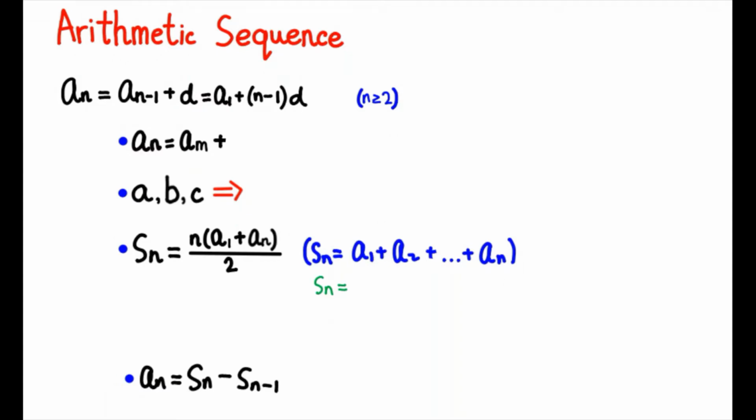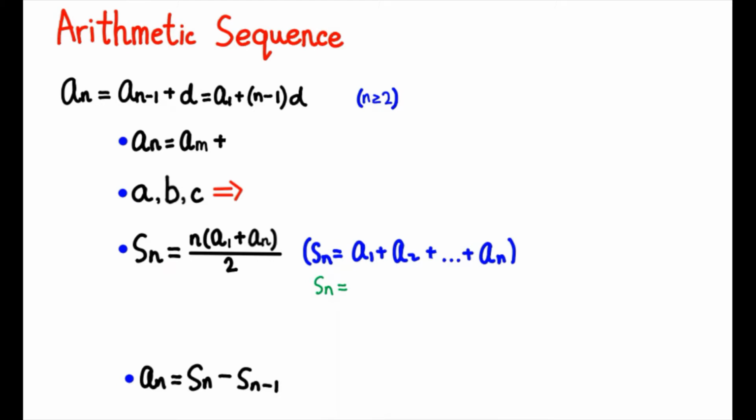Now, this makes it so that an is equal to an minus 1 plus d, because d is the difference between these two numbers. This makes it so that an is equal to a1 plus n minus 1 times d. This is only if n is greater than or equal to 2, because you can't exactly have an a0 or a minus 1, because unless it's stated in the problem, they usually don't exist.